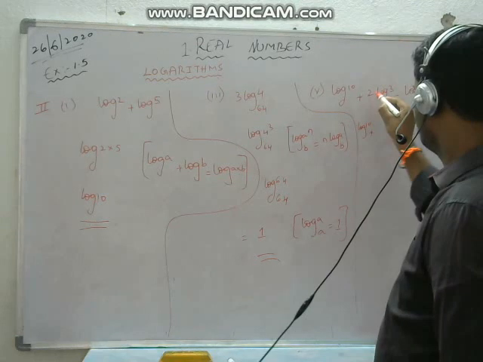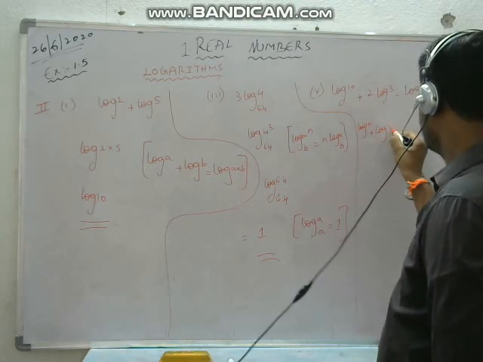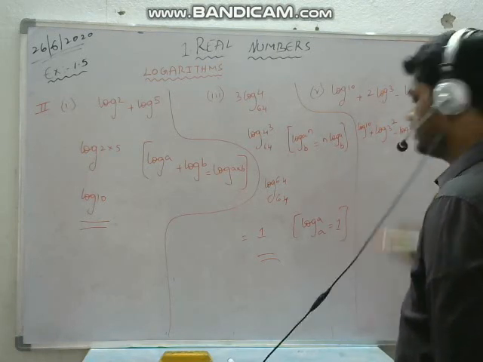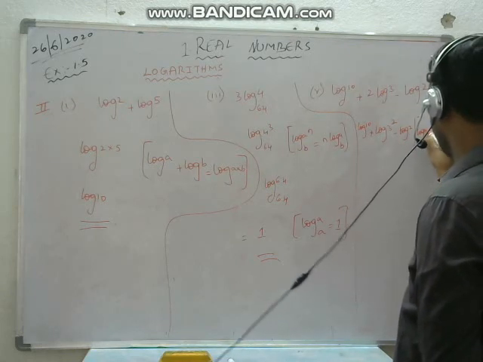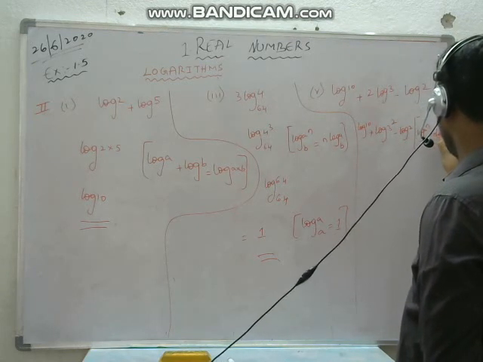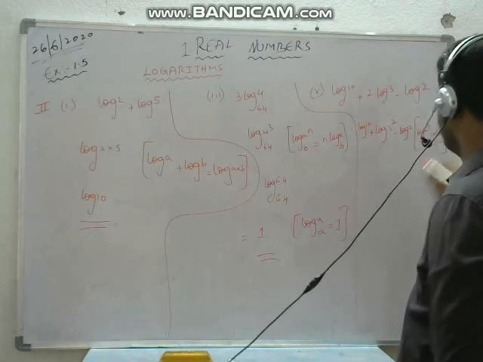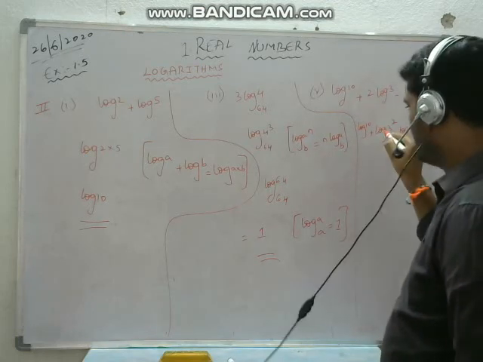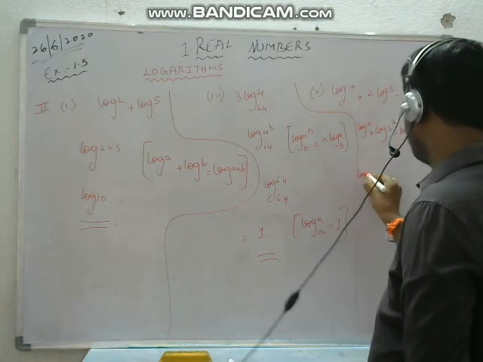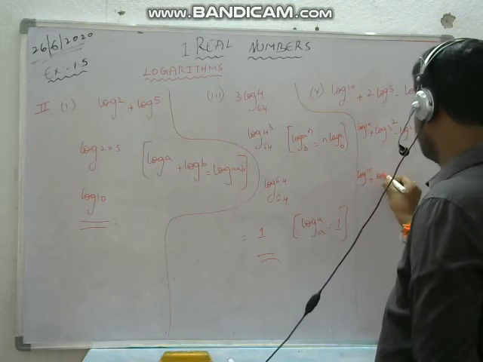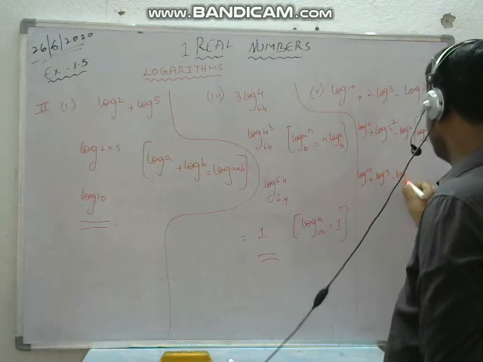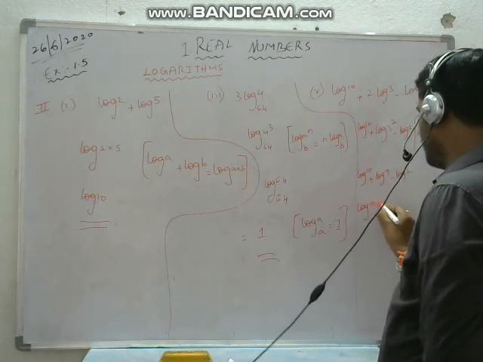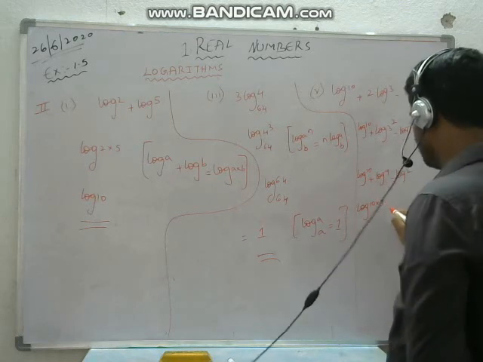plus 2 log 3 minus log 2. I can write 2 log 3 as log 3 squared. How do I write this? Using the identity log a to the power of n base b is equal to n log a base b, I am applying it in reverse. N log a means log a to the power of n, right? Next, log 10 plus log 3 squared, which means 9, minus log 2. Here plus is there, so I can write this as log 10 into 9, since the bases are the same, minus log 2.